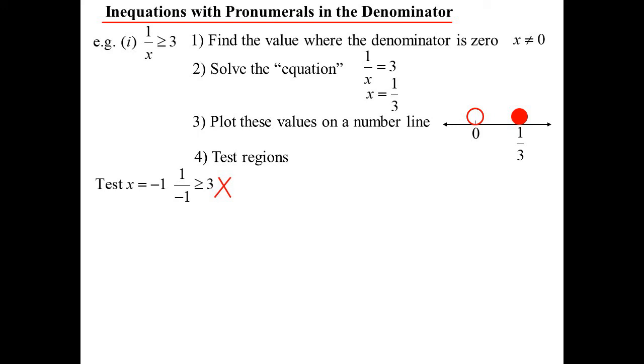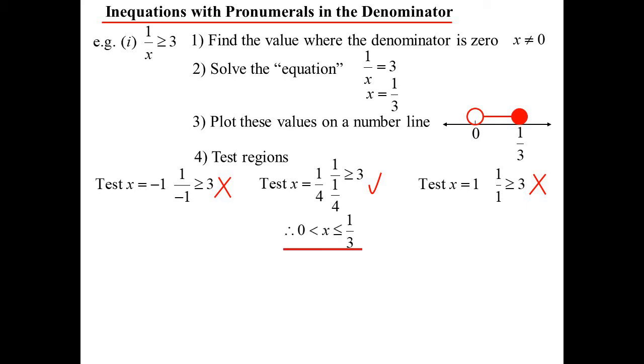True or false? No, that's not true. All right, let's test one in the middle. That's a little bit harder, finding a number between 0 and a third. A quarter. 1 on a quarter is greater than or equal to 3. That's certainly true. So yes, I know I'm in the middle. Well, I did the one before, but let's do it again. There it is, x equals 1, and we'd already determined that actually that one's false. And so there's my solution: 0 is less than x is less than or equal to a third.